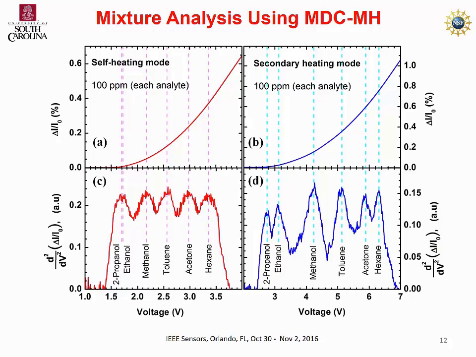Now with self-heating mode, since the peaks are so close to each other, it's very hard to distinguish them. But with secondary heating mode, if you look at the voltage scale, within 3.5 volt we have all the peaks in self-heating mode, but in the secondary heating mode all the peaks are spread out over about 4 or 5 volt. So we can separately detect all the small peaks. For example, 2-propanol and ethanol, we can clearly identify here, but with self-heating mode they are almost merged with each other.